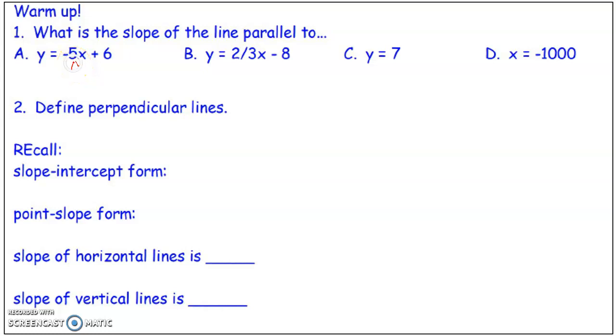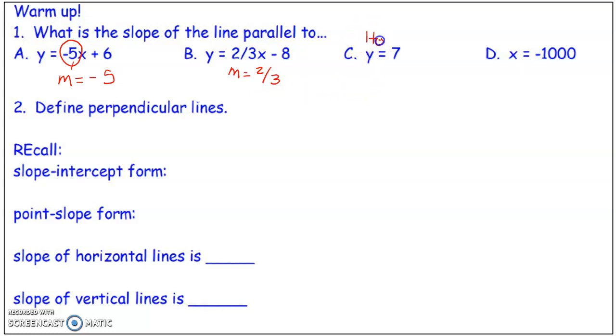All right, looking at slopes of parallel lines. First thing we want to do is look at the slope in the given line, y equals negative 5x plus 6. The slope for this line is negative 5, and so the slope of the parallel line would be negative 5. Here our slope is 2/3. Parallel line would be the same.